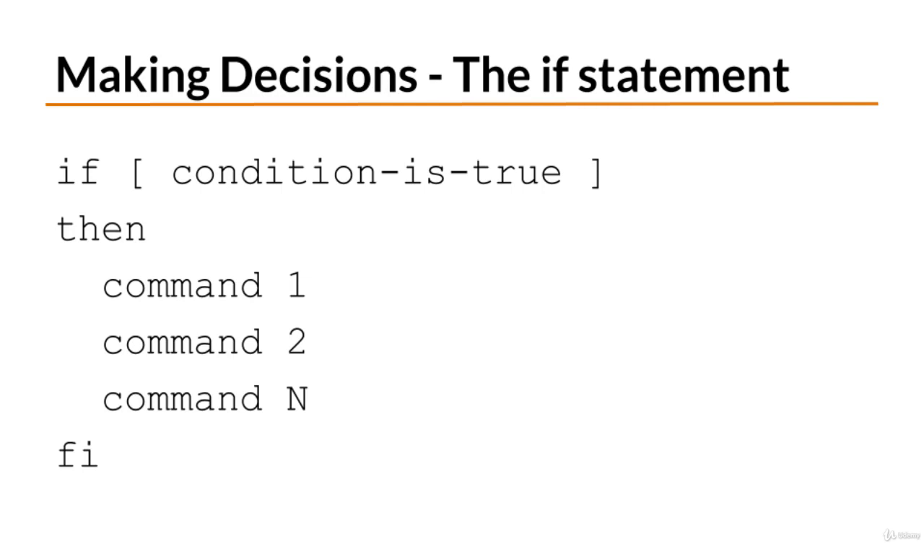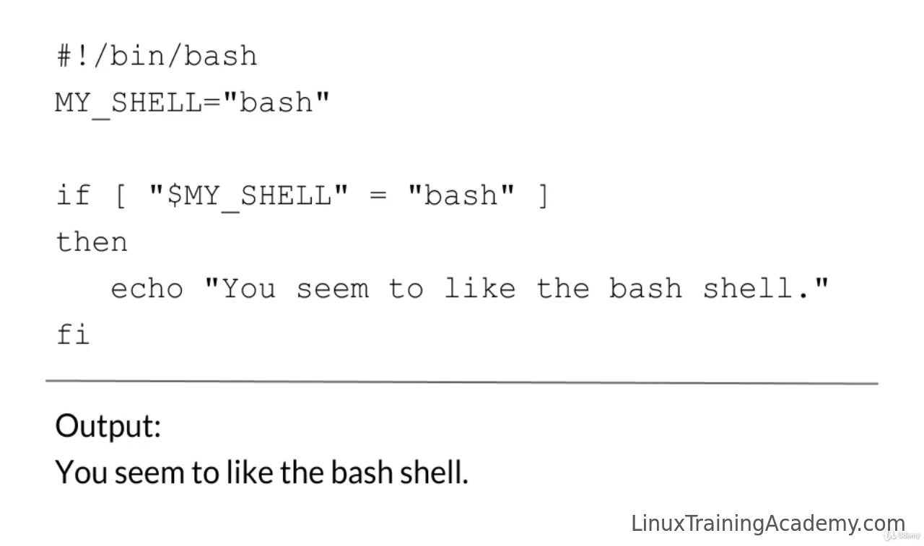So now that you know how to determine if a certain condition is true or not, you can combine that with the if statement to make decisions in your scripts. The if statement starts with the word if and is followed by a test. The following line contains the word then. Next is a command or series of commands that will be executed if the tested condition returns true. Finally, the if statement ends with fi, which is simply if spelled backwards. Here's an example script. Note that it's a best practice to enclose variables in quotes to prevent some unexpected side effects when performing conditional tests.